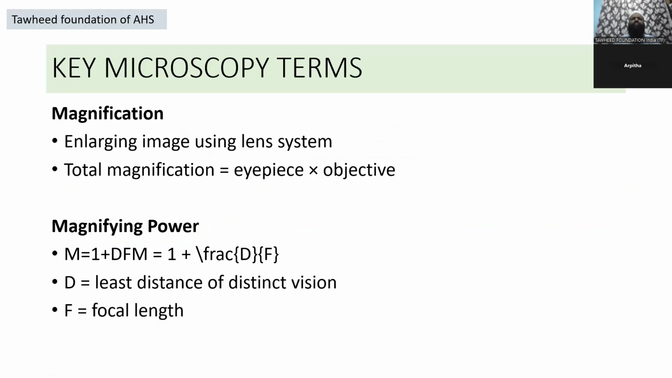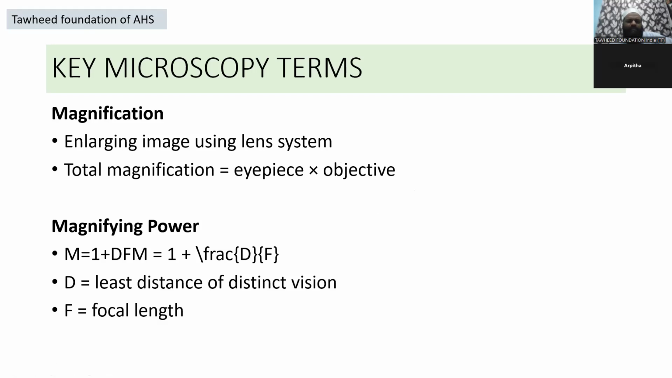There are some key terms which are used in microscopic technique, that is magnification, magnifying power, resolution. Magnification is the process of producing an enlarged image of specimen by using a lens system. In a microscope, magnification can be computed by calculating the product of magnification power of the eyepiece by the magnification power of the objective in use. So total magnification can be calculated, that is power of the eyepiece times objective lens.